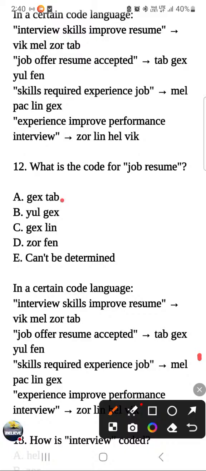So we can say either this or this as our correct option, but we have to find out another word, which is resume. The word resume is in this statement and this statement. So we have interview skills improve, job offer resume accepted. Except resume, there is no common word in these two statements, so whichever is common in this coding belongs to resume. Okay, we have TAB. So this one is wrong, which is the correct option.